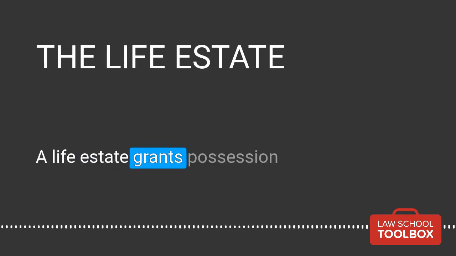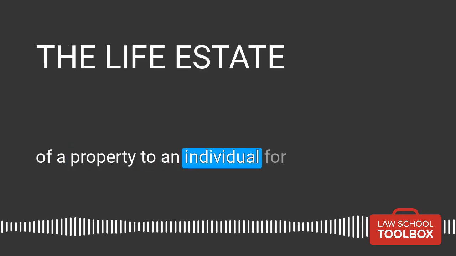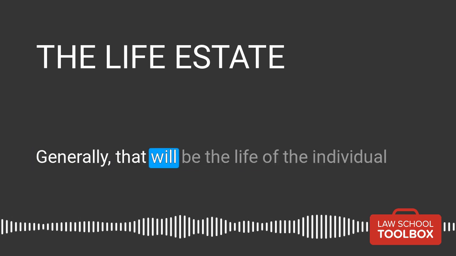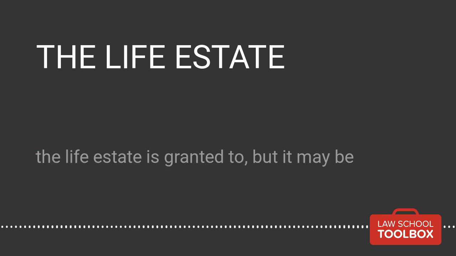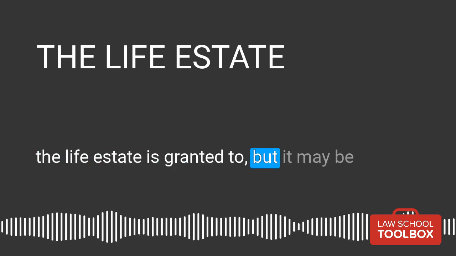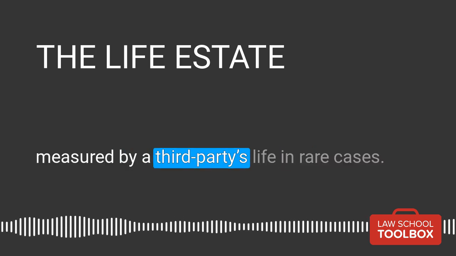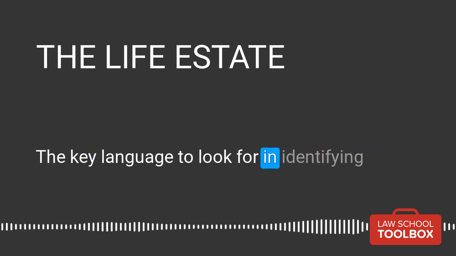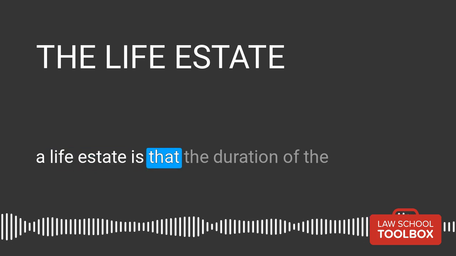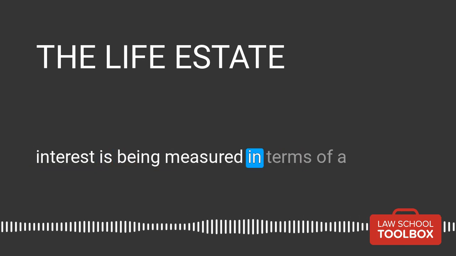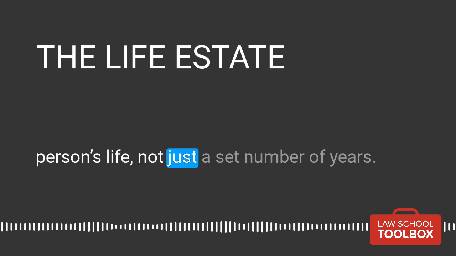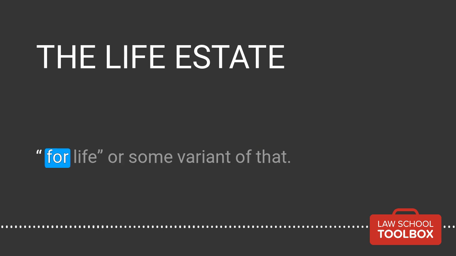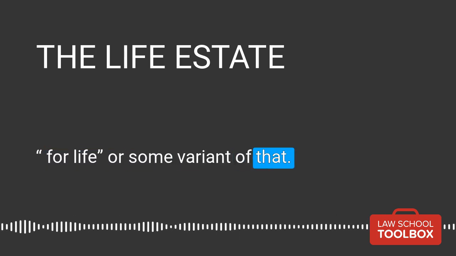A life estate grants possession of a property to an individual for the duration of a person's life. Generally, that will be the life of the individual the life estate is granted to. But it may be measured by a third party's life in rare cases. The key language to look for in identifying a life estate is that the duration of the interest is being measured in terms of a person's life, not just a set number of years. So you want to look for the words for life or some variant of that.